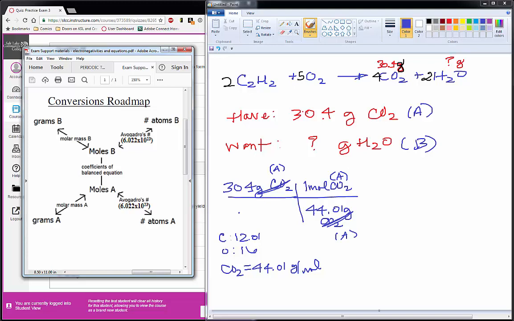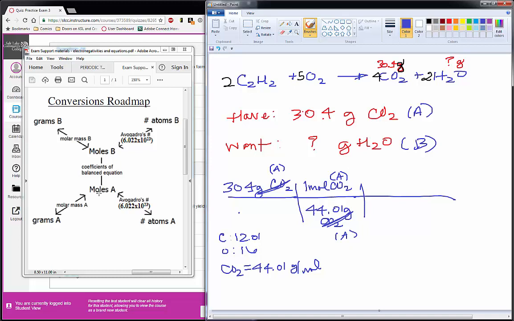Now the roadmap says, hey, you can go from moles of A to moles of B if you use the coefficients of that balanced equation. That's what we recommend that you do because there's not really any other route to get you where your destination is. So let's look at the balanced equation. Moles of A is right here because we said this is A, and we said H2O is B. So the coefficients of the balanced equation going from A to B say 4 moles of A are produced when I produce 2 moles of B. So here we go, 4 moles carbon dioxide for every 2 moles of water.